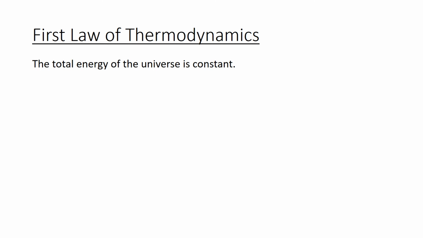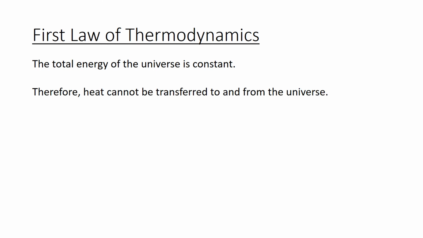Now, given what we said on previous slides, we can also write this law in a different way. If the total energy of the universe is constant, we can also say that heat cannot be transferred to and from the universe. Because if heat were transferred to the universe, then the universe would be gaining energy, right? It would be gaining thermal energy. If heat were lost from the universe, then the universe would be losing thermal energy.